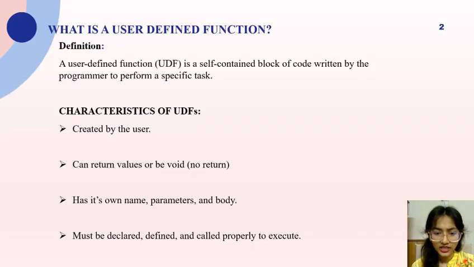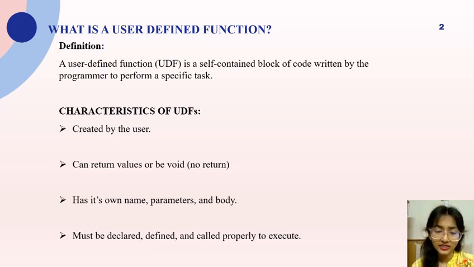First, let's understand what a user-defined function means. A user-defined function, or UDF, is a self-contained block of code written by the programmer to perform specific tasks. In simple words, instead of writing the same code again and again, we can just create our own function and call it whenever we need it.